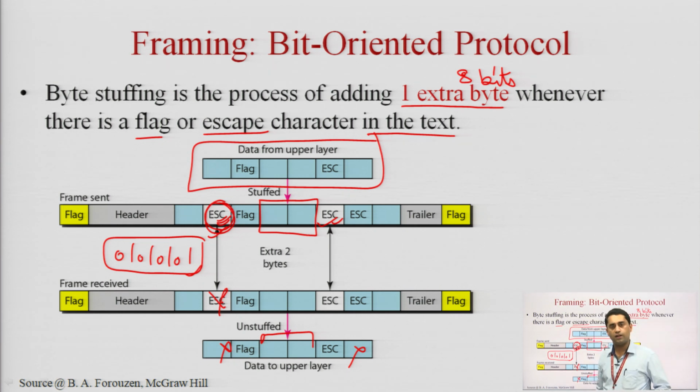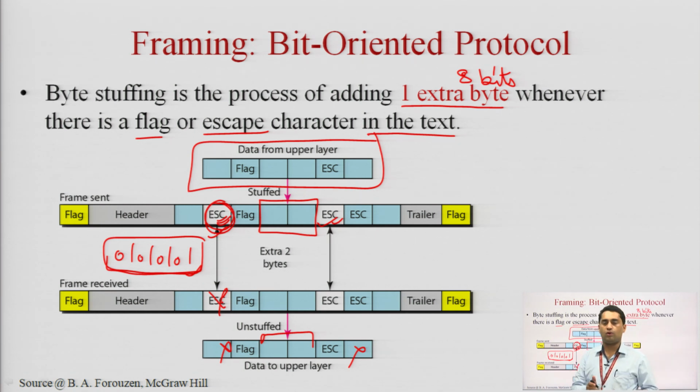It is not like that. It might be in the data stream, which is important data that the sender is sending to the receiver. The same combination might be there in the data itself. Then what will the receiver do? The receiver will ignore it.